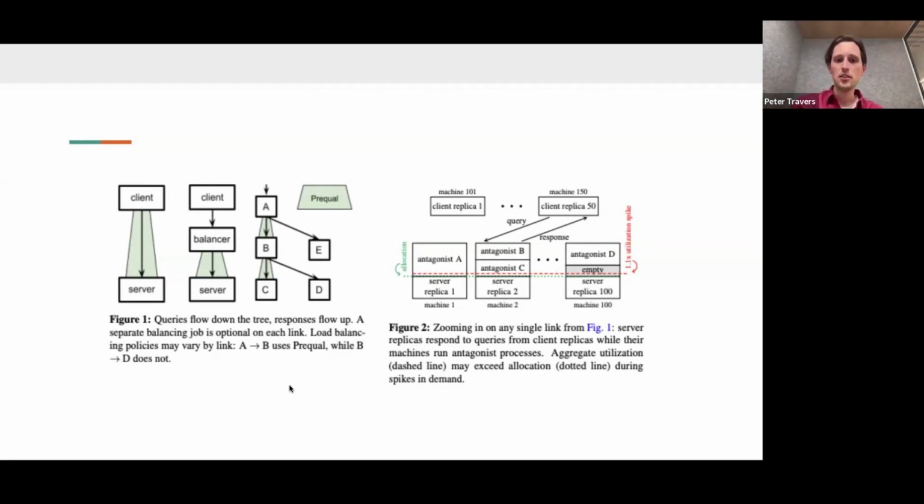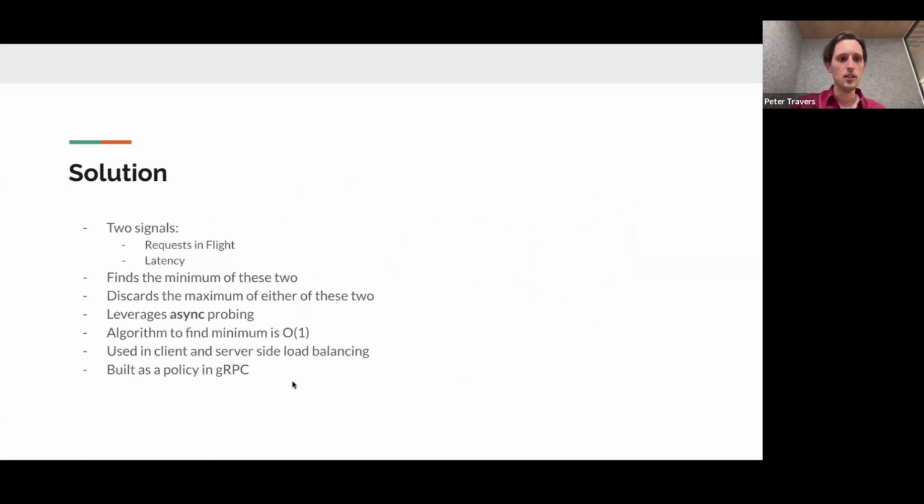The strategy that sits at the guts of it is these two signals I've already mentioned, requests in flight and latency. That's basically open RPCs and latency. One is the present, requests in flight. The other is the past, which is seen latency, effectively. So it tries to find the minimum of these two.